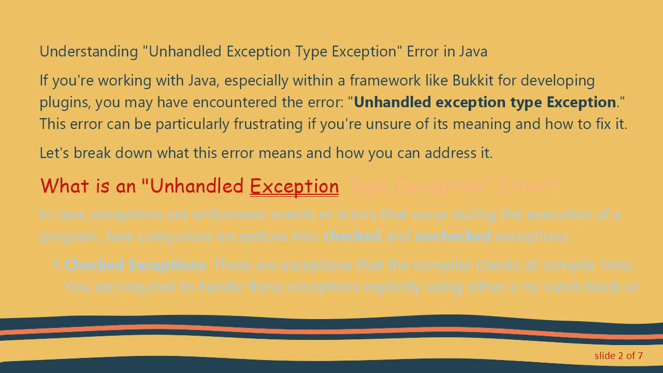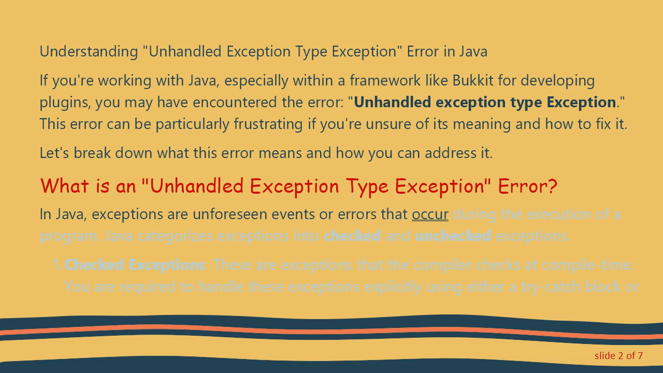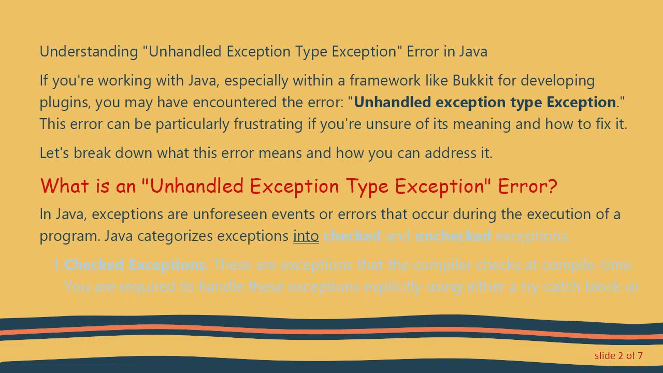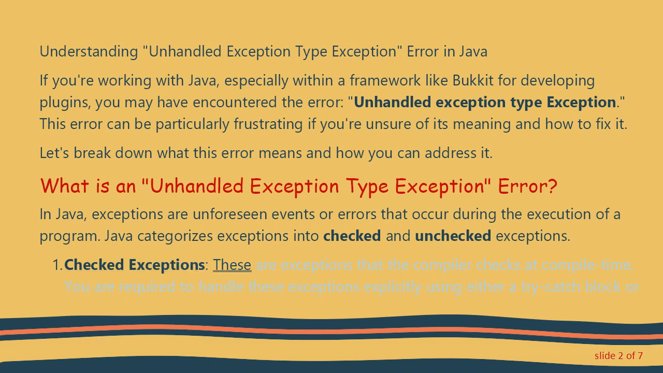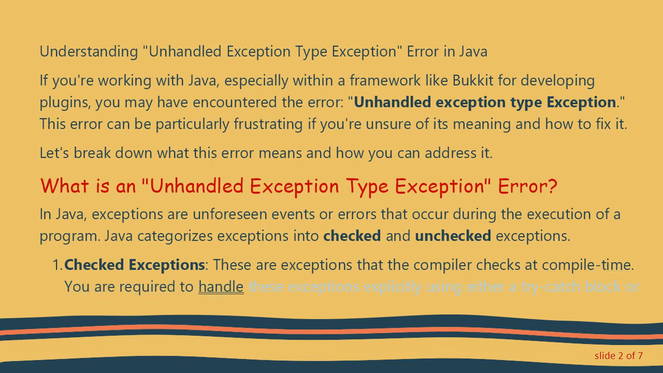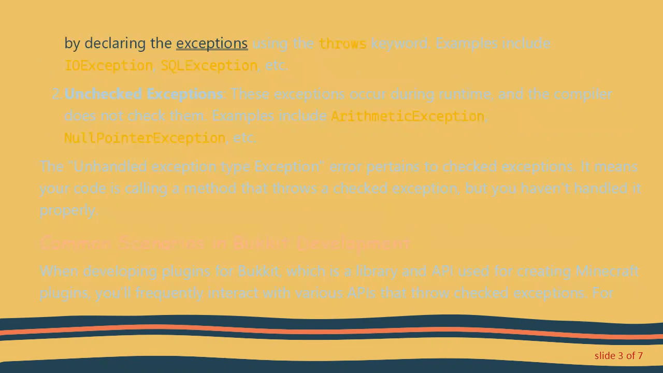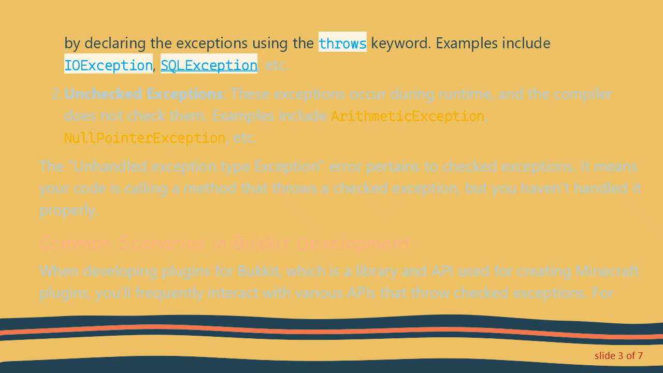What is an unhandled exception type exception error? In Java, exceptions are unforeseen events or errors that occur during the execution of a program. Java categorizes exceptions into checked and unchecked exceptions. Checked exceptions: these are exceptions that the compiler checks at compile time. You are required to handle these exceptions explicitly using either a try-catch block or by declaring the exceptions using the throws keyword. Examples include IOException, SQLException, etc.